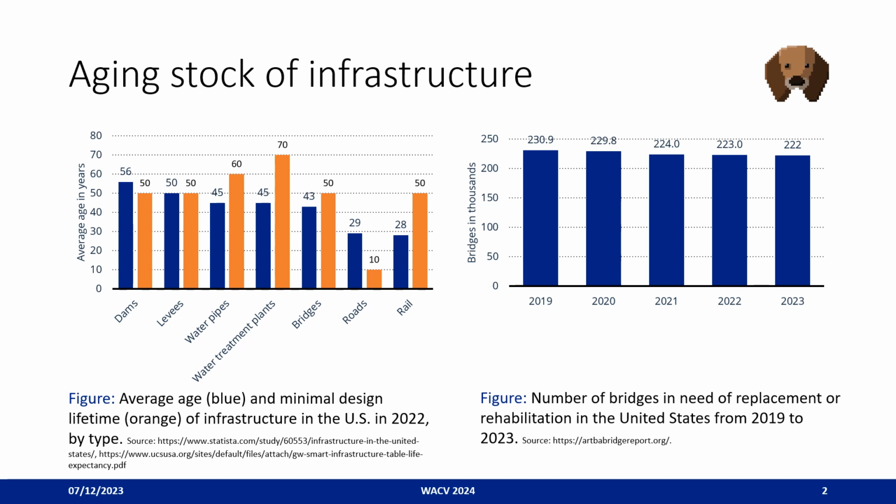On the right, you can see the number of bridges in need of replacement or rehabilitation in the US from 2019 to 2023 in thousands. In 2023, there are approximately 222,000 bridges in need of replacement or rehabilitation. In other words, 1 out of 3 US bridges needs to be replaced or repaired. At the current pace, it would take nearly 75 years to repair them all.